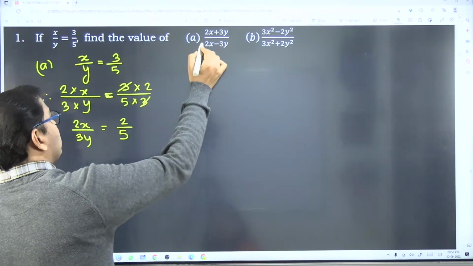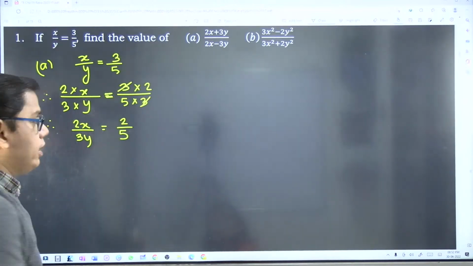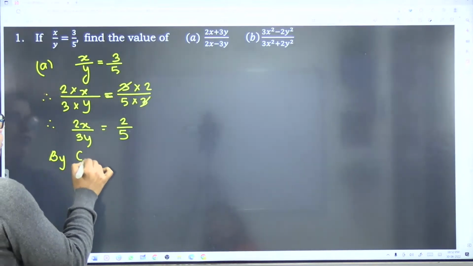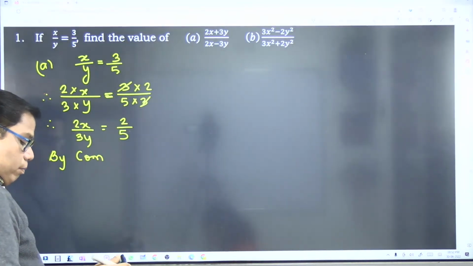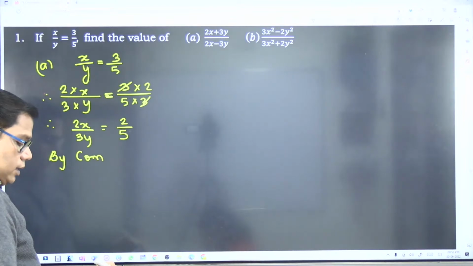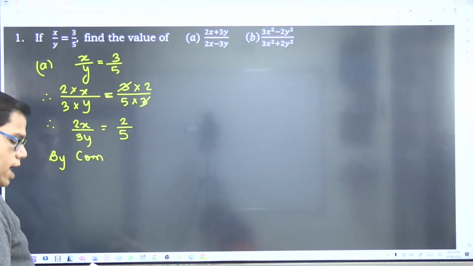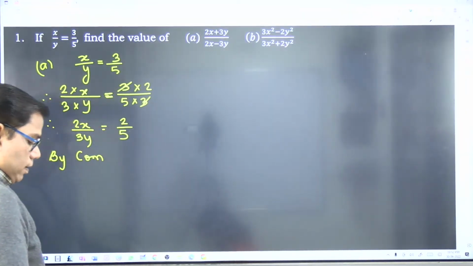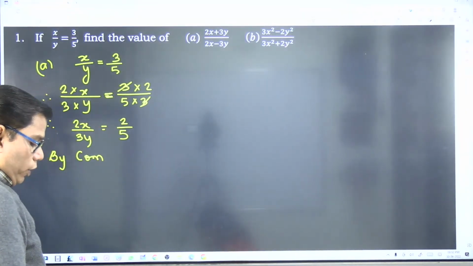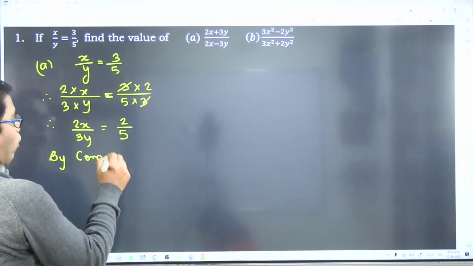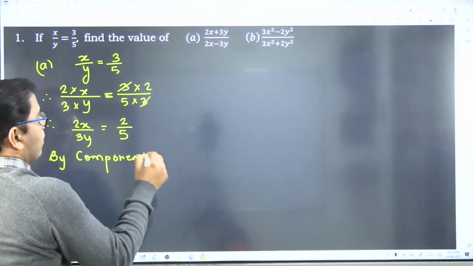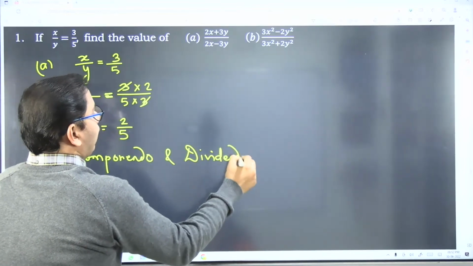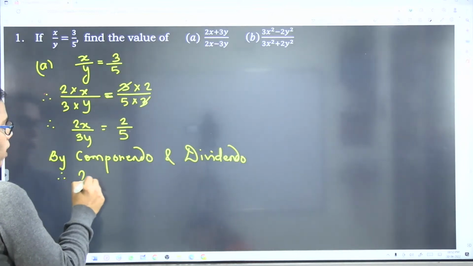I want 2x plus 3y upon 2x minus 3y. Now I will use the property of, by which property? Yes, componendo and dividendo. Elon Musk, Butterfly, Shlok Shetty, Dishita, yes, componendo and dividendo. So here I am just one step away from my answer.